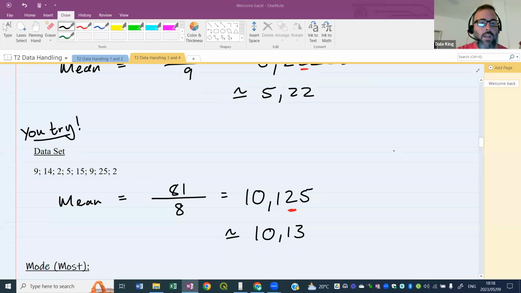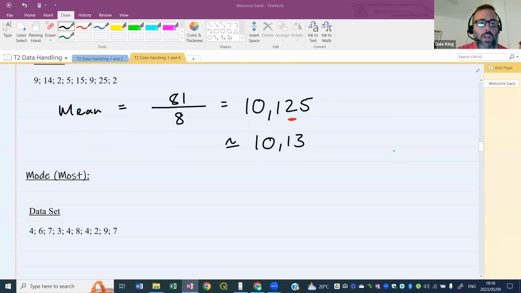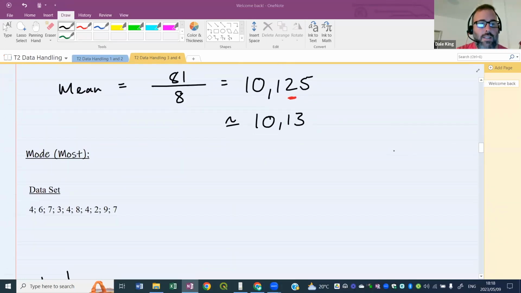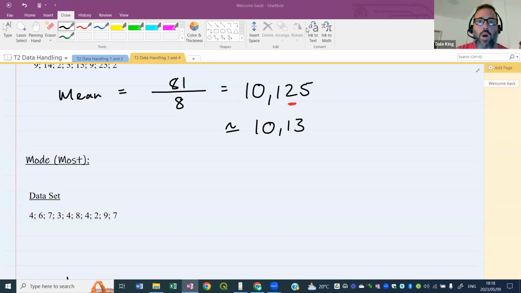All right, here comes the next measure of central tendency. It is the mode. All right, well done, Rafilo. The mode. And now the mode is all about the most. Which number occurs the most in the data set? So mode, most. Which number occurs the most in the data set?